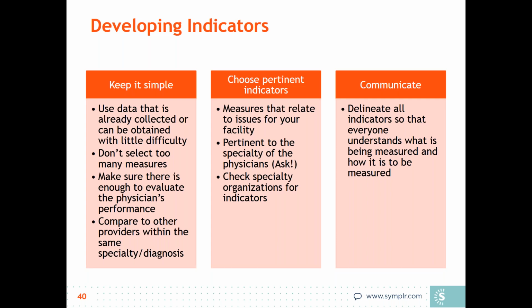And don't select too many measures. I remember when the Joint Commission first came out with ongoing professional practice evaluation, I went to a seminar that the Joint Commission gave, and they kept saying, keep it simple, don't try to select so many indicators. If you give your department chair, your QA committee, your credentials committee, or MEC a 3-page list of indicators for each practitioner, they're never going to be able to get through all of that.